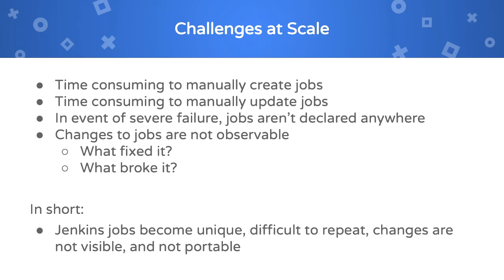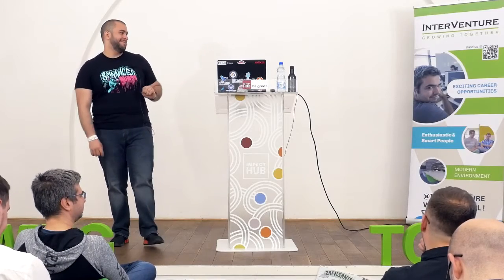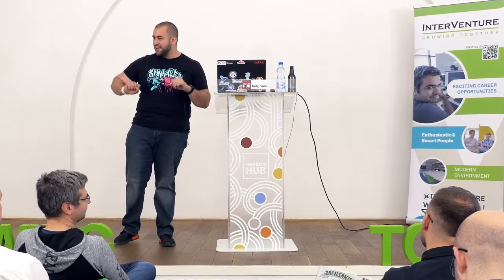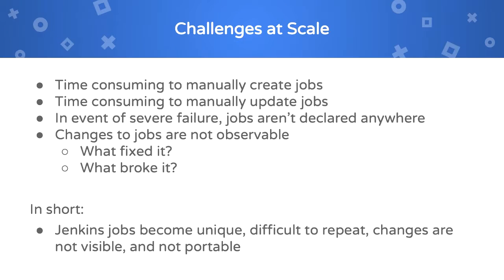But ask yourself, the time to create those jobs, it's manual. You have to manually update those jobs, and I hope you remember what was configured the last time you went in that UI. If Jenkins was to go away and you lost all your configurations, how do you create those 100 Jenkins jobs that were gone? Are they defined anywhere? Do you remember how you built that Jenkins job 2 years ago for that one Android project that no one ever touched? Right? Exactly. So ultimately, at the end of the day, they're not observable. What fixed it? What broke the job? In short, your Jenkins jobs became unique, they're difficult to repeat, the changes aren't visible, and they're not portable.